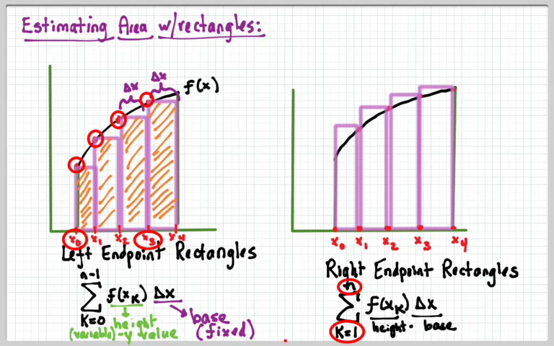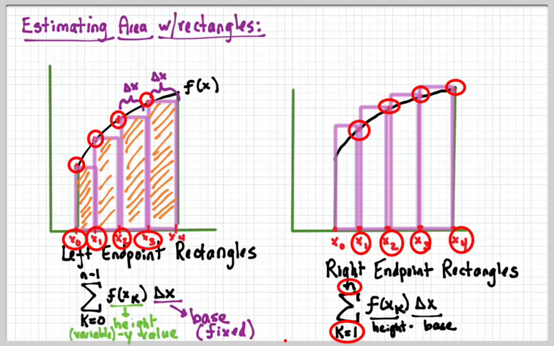So now instead of starting on the left side with x sub 0, since we start our rectangles over on the right side, we're using these points, we'll begin at x sub 1. This time we do not use x sub 0. The last time we used x sub 0, x sub 1, x sub 2, and 3. Now we're using the right.